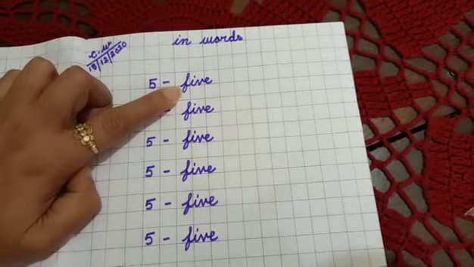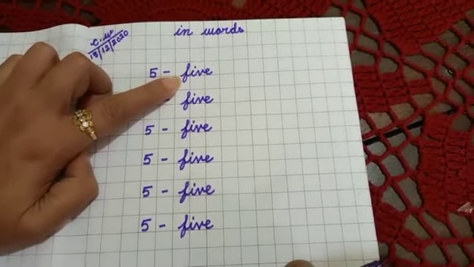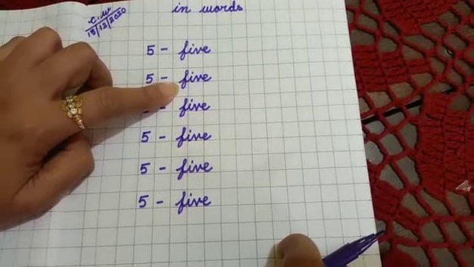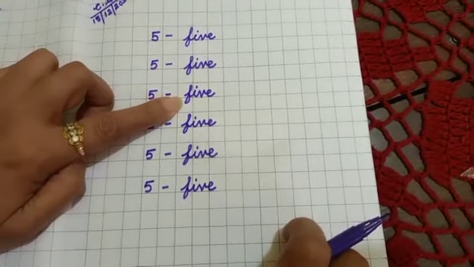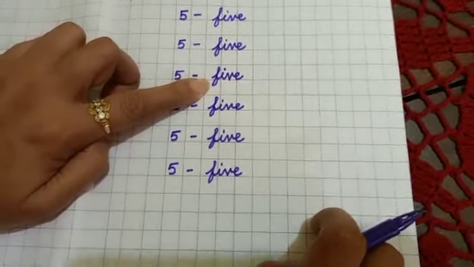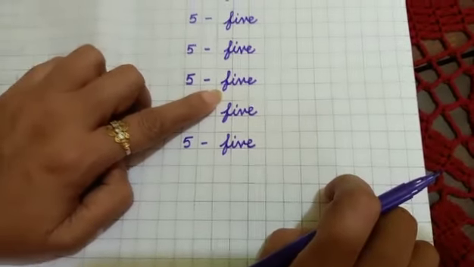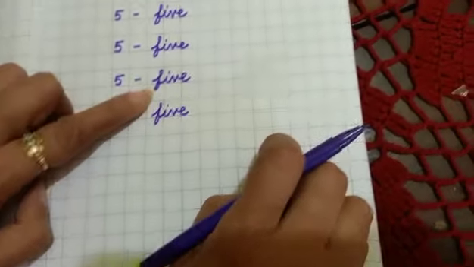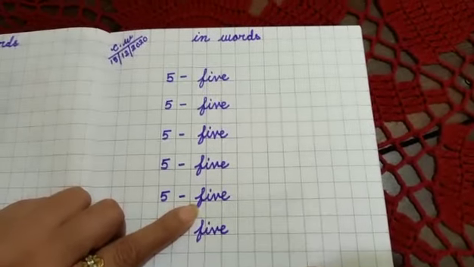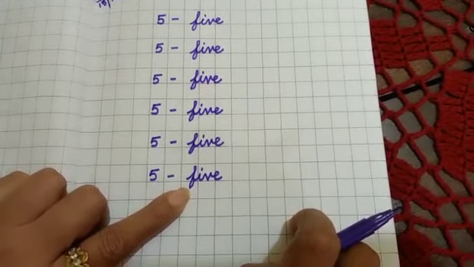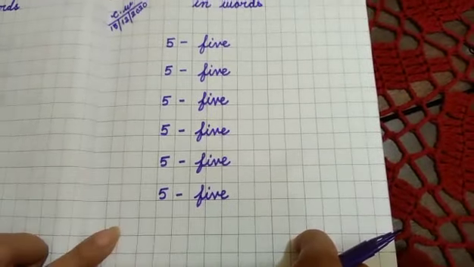F, I, V, E, 5. Okay, F, I, V, E, 5. F, I, V, E, 5. And rest is your homework.